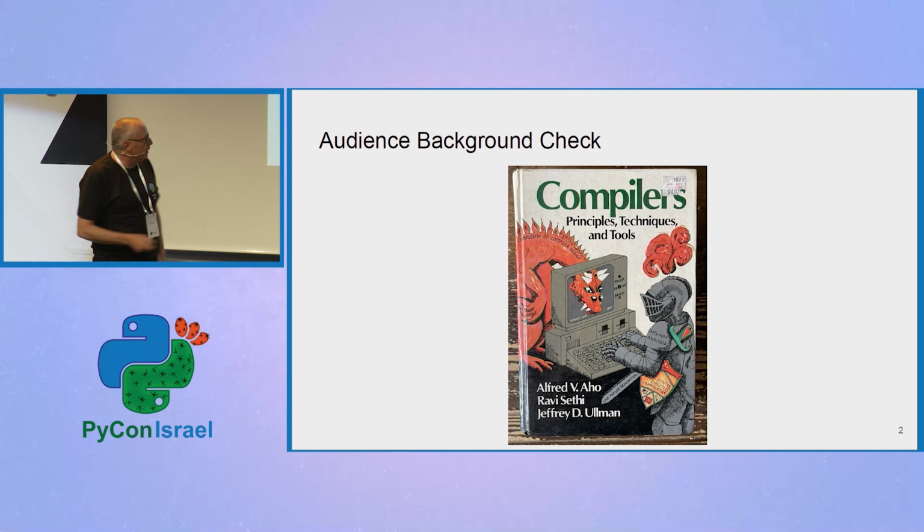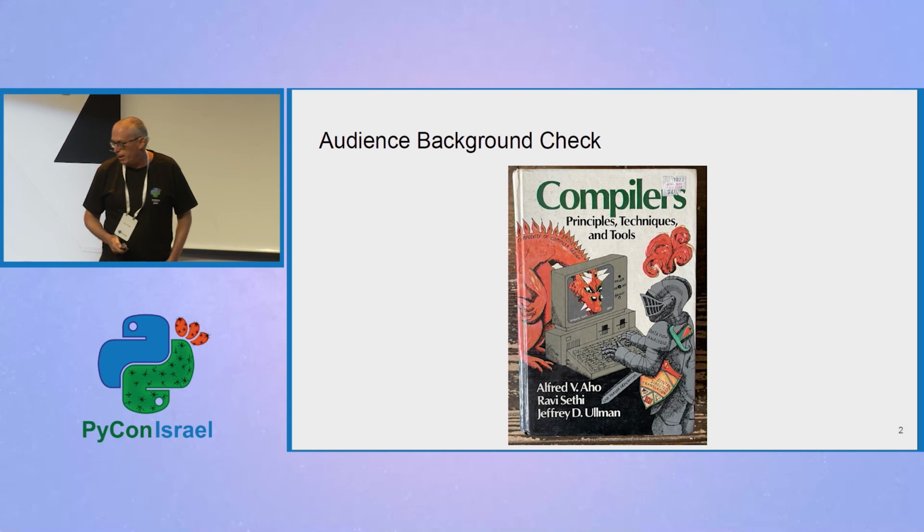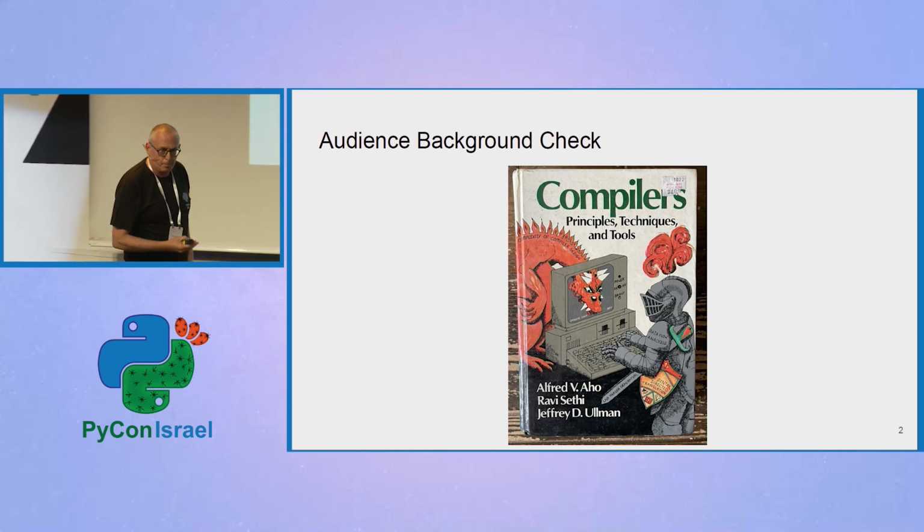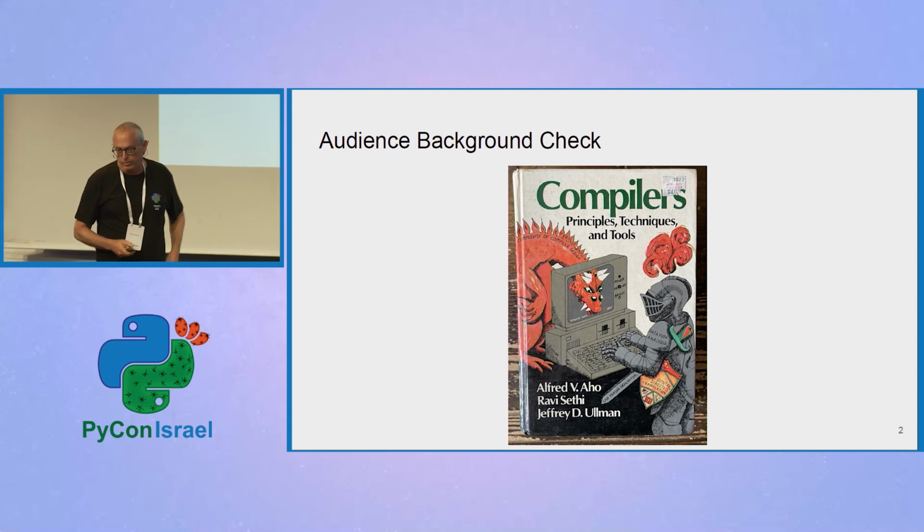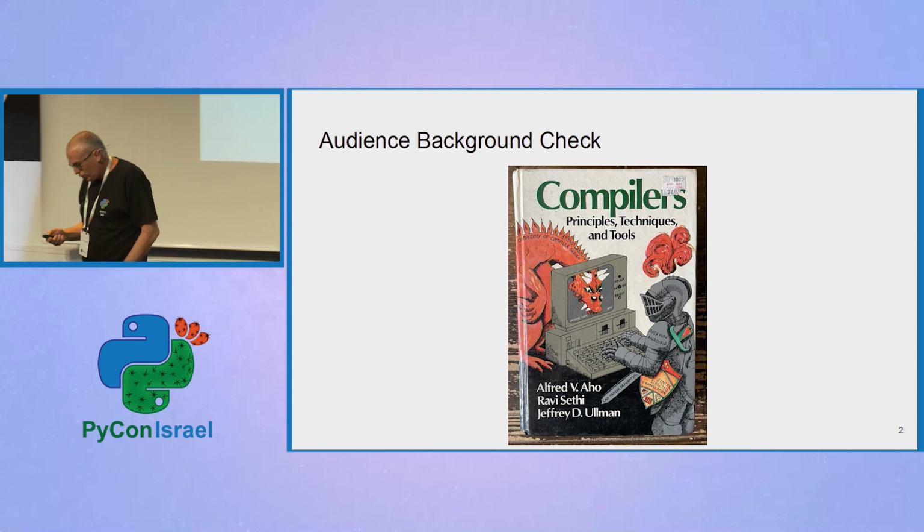My name is Shai Rubin. The book is about compilers, and we are going to talk about compilers, specifically about some infrastructure under the compiler, and in the context of Python.